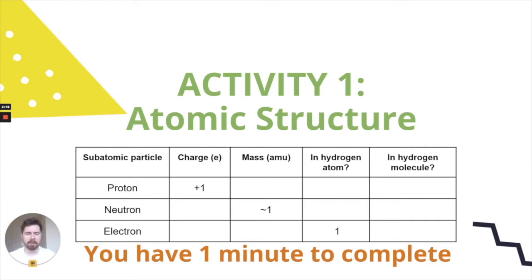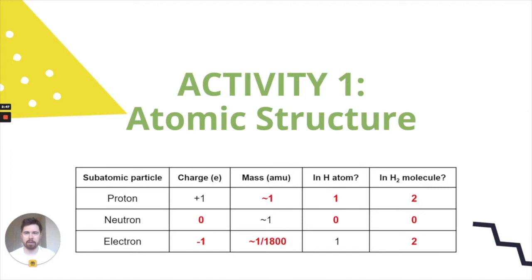Okay, so you've had about a minute. So this is what you should have got. So in the first column, a neutron has no charge, an electron is negatively charged. The masses of the proton and the neutron are approximately the same, although the electron weighs much, much less. And of course, there are no neutrons in protium, in that lightest of isotopes of hydrogen. In a hydrogen atom, there's just 1 proton and 1 electron. And as we've just discussed, in the diatomic molecule, 2 atoms, it doubles up. There's 2 protons and 2 electrons.